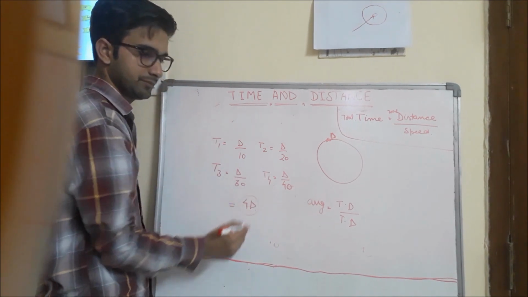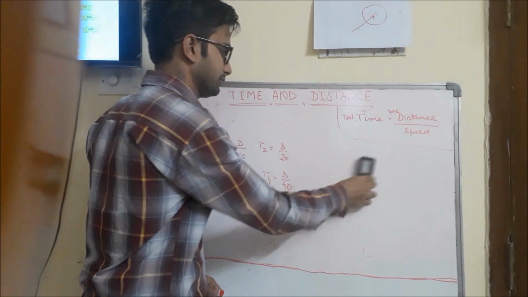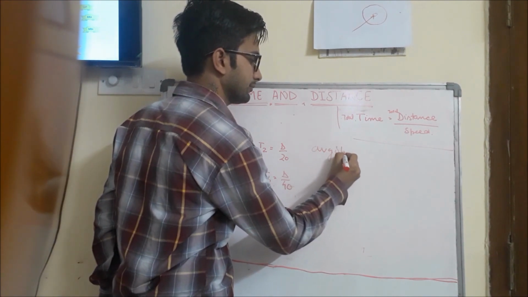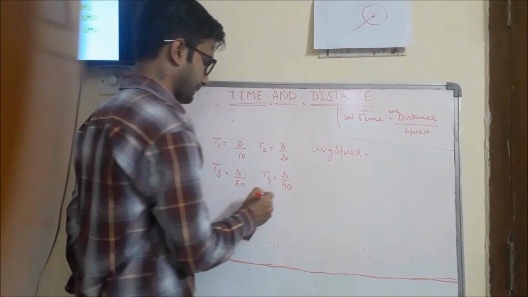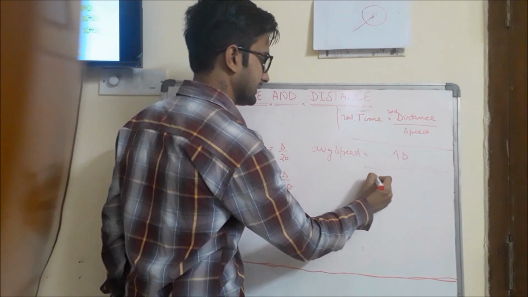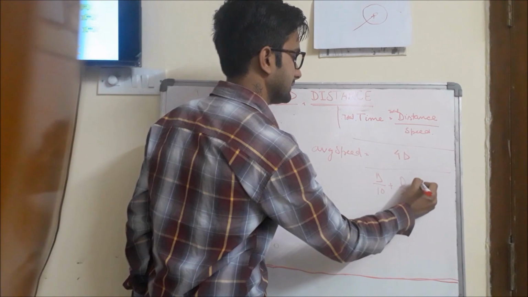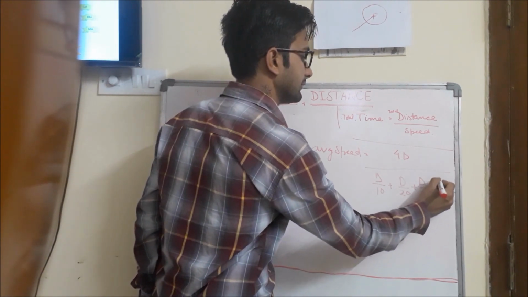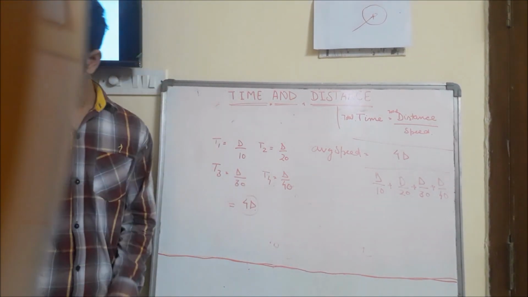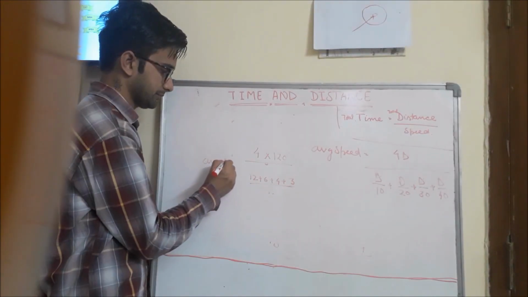Total distance will be 4D. So we'll apply the same formula here. Our average speed will be 4D divided by D by 10 plus D by 20 plus D by 30 plus D by 40. So from here you can get the average speed.